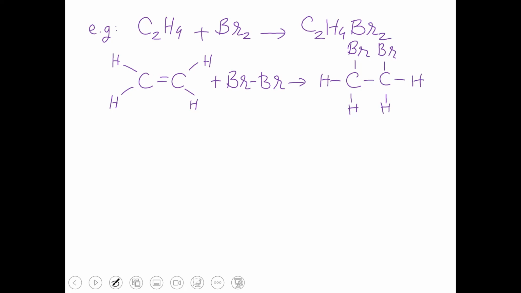Now, how we used to calculate the bond energy? We used to put the bond energy data from the data booklet. We calculate the total bond energies of the reactant and bond energies of the product. Their difference was called as bond enthalpy.